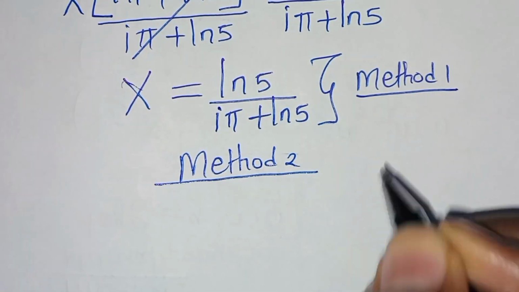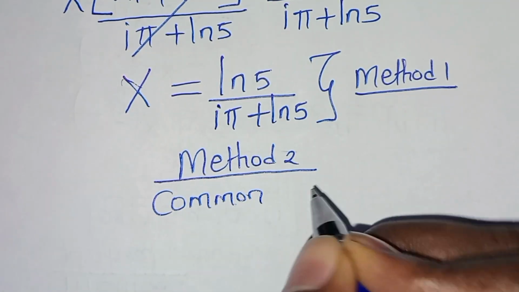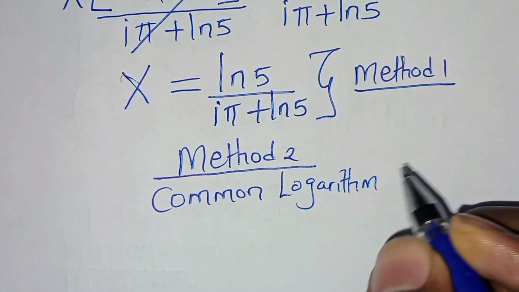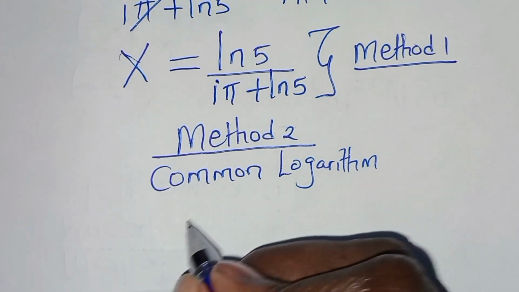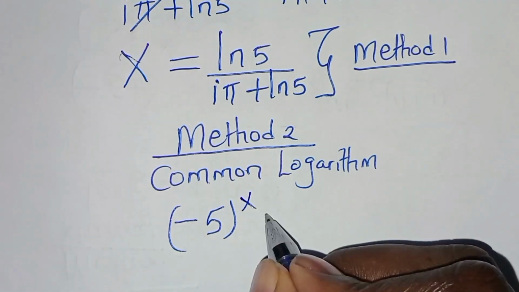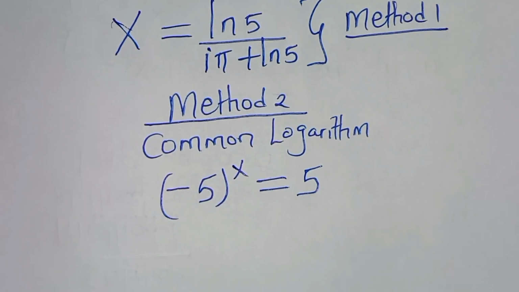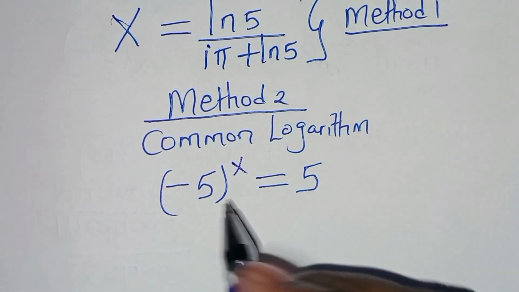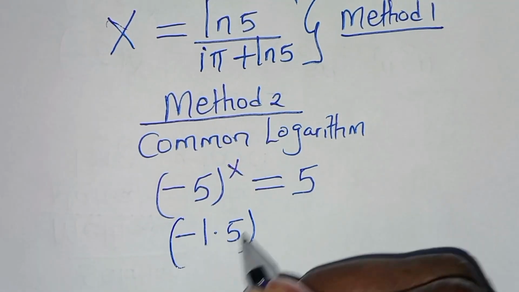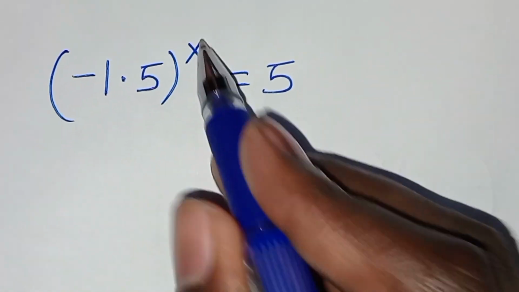Now, in method 2, we are going to use the common logarithm properties. Now, remember we have minus 5 raised to power x. This is equal to 5. We can express minus 5 to power x as minus 1 times 5 raised to power x.